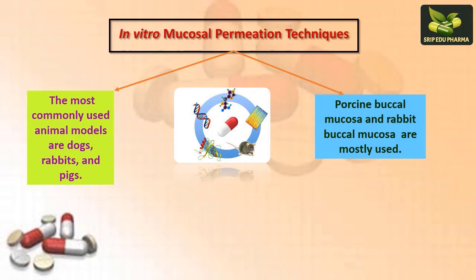Now students, a question may come to our mind: what are the different animals that we can utilize for studying mucosal permeation or retention techniques? Generally the animal models that we use are dogs, rabbits and pigs, and porcine buccal mucosa and rabbit buccal mucosa are mostly used. They are used because they resemble the oral mucosa of human beings in both ultrastructure and enzyme activity, which represent the physical and metabolic barriers of the oral mucosa.